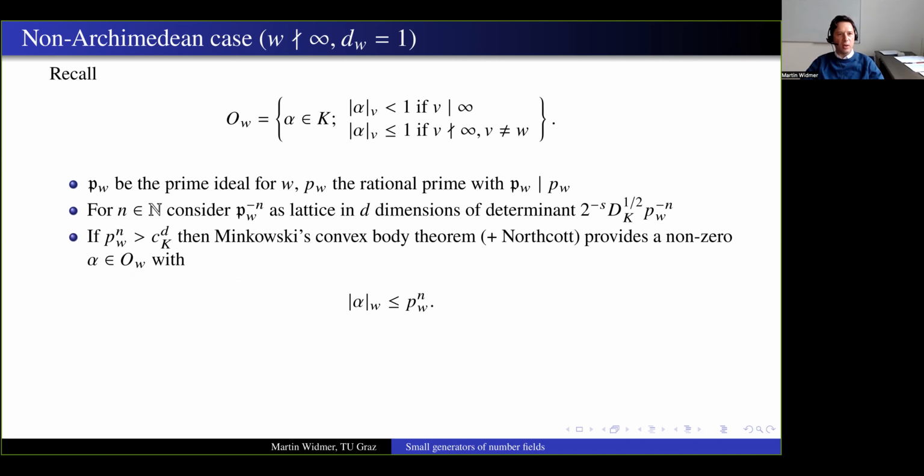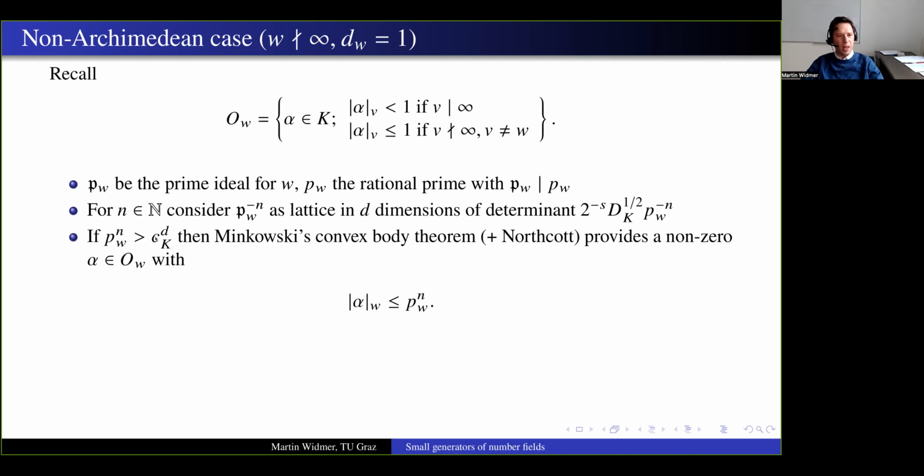Now that means we have to consider also non-Archimedean places. Our strategy, of course, also applies in this setting. Recall we had this set OW, and if W is now a non-Archimedean place of local degree 1, it comes with a prime ideal frak P and a rational prime p. We're now going to apply Minkowski's convex body theorem to the fractional ideal frak P to the minus n, where n is chosen sufficiently large to make Minkowski's convex body theorem applicable. Of course, this n enters as the determinant of the lattice, which you see here when you embed the lattice via the standard Minkowski embedding.